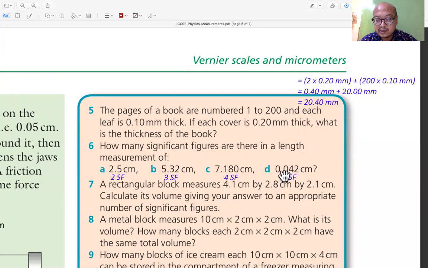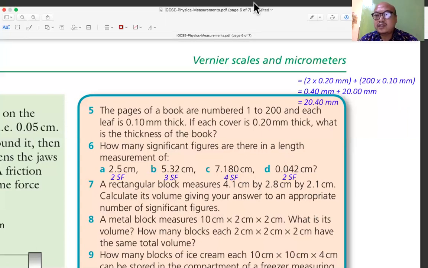Also we can say this is 0.042 centimeter, same thing with 4.2, or 42 something. So the 0 in here is not important. Okay, that's it. I think we will continue next meeting.